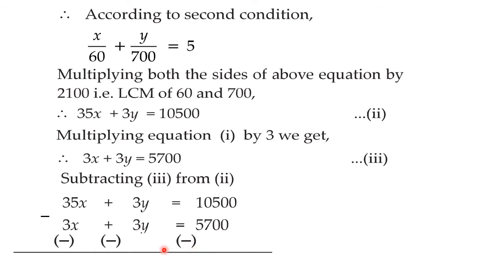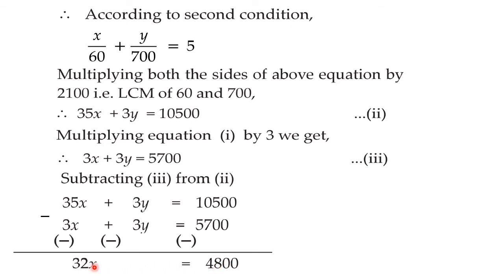Now you can get the answer. 35x minus 3x, we are going to get 32x here. This is going to get cancelled. Y will be eliminated. And here 10,500 minus 5,700, you are going to get 4,800. Okay, so what we got? 32x is equal to 4,800.